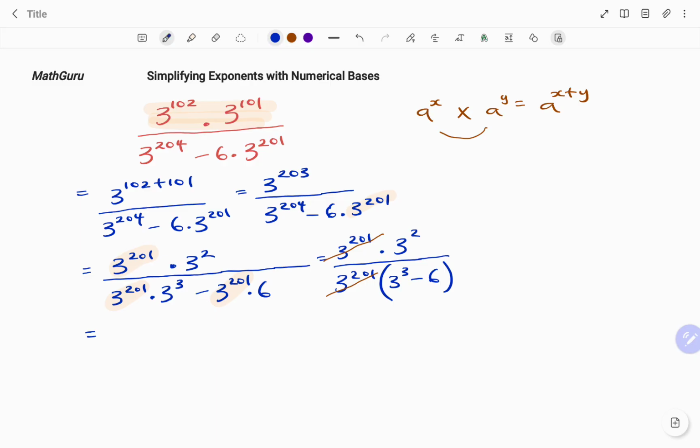Now I'm left with, for my numerator, 3 squared, which is 9, divided by, at the bottom, 3 cubed, that's 27, minus 6. And that will give me 9 over 21. And if I simplify further by dividing both the numerator and the denominator by 3, my final answer will be 3 over 7.